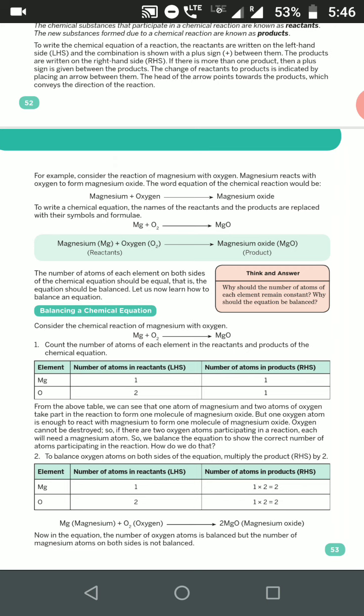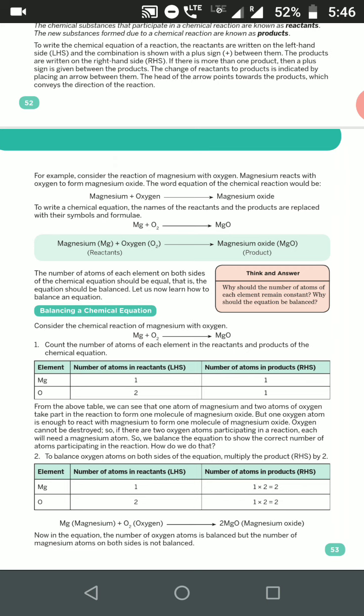Now you have to balance these numbers. If you balance oxygen, the magnesium will also get balanced. So first try to balance the element with the greater number of atoms. Oxygen contains 2 atoms on the left hand side, so we are going to multiply by 2 on the product side. 1 into 2 becomes 2. Now oxygen is balanced.